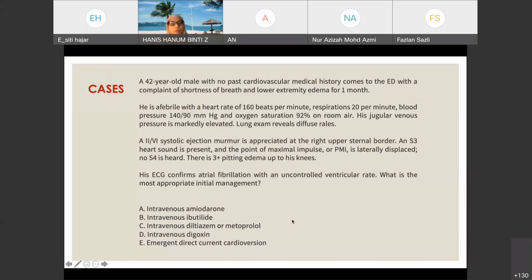Okay? What would be the answer? Kalau patient ni ada heart failure, what would be the answer? Anyone? Anyone? Kalau patient ada heart failure, what would be the answer? Anyone? No? No takers?